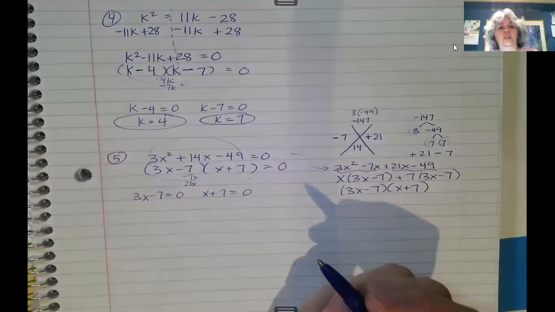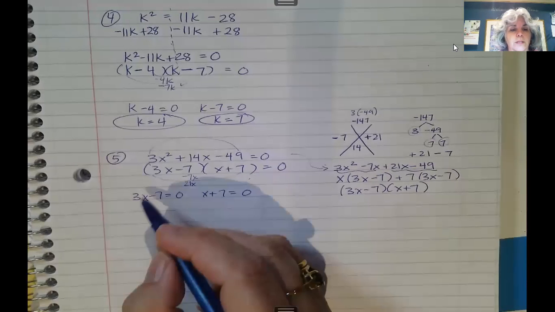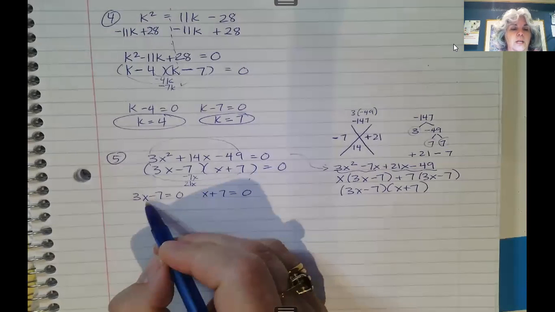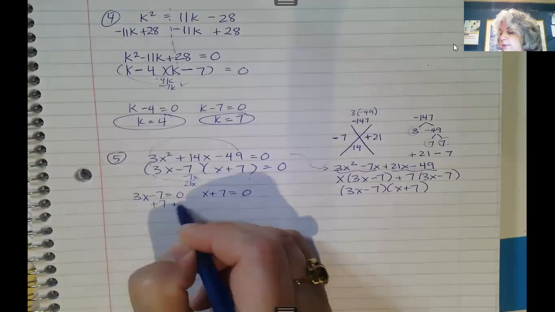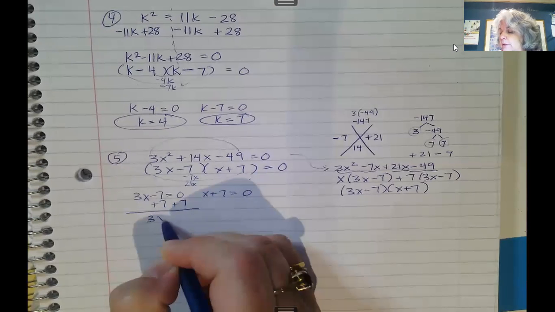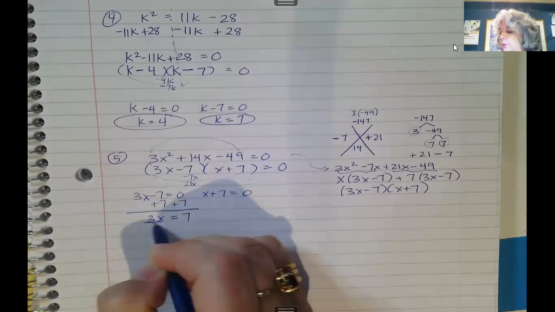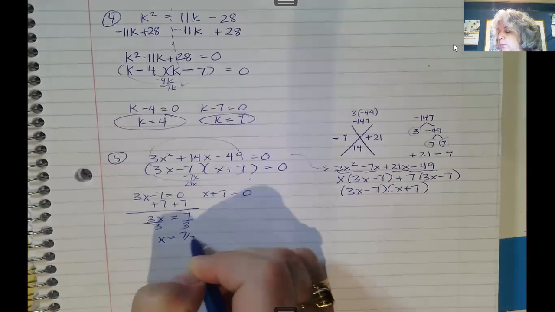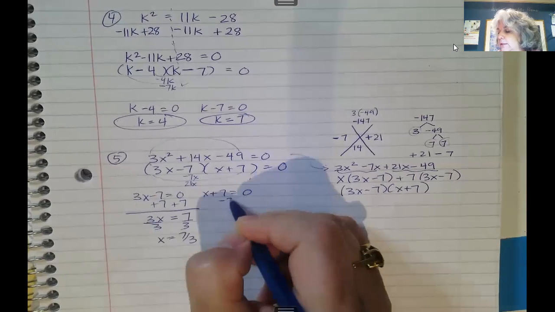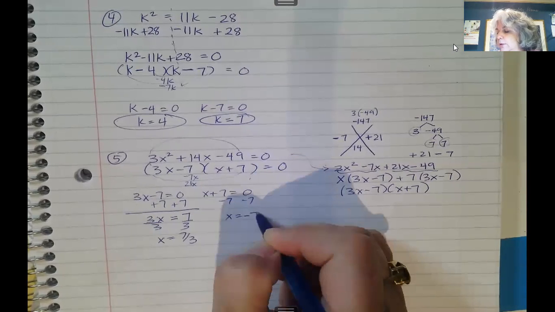and solve. Now this is a little bit harder to solve because it's 2 steps. I have to undo the 7 and I also have to undo the 3. So I am going to write this out step by step. 3x equals 7, divided by 3, x equals 7/3. And then this one I subtract 7 and I get x equals negative 7. So those are my two answers.